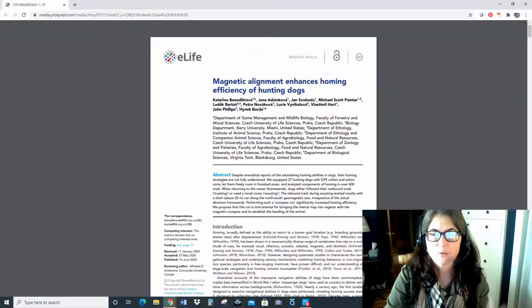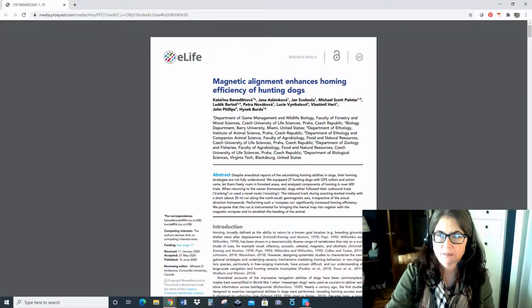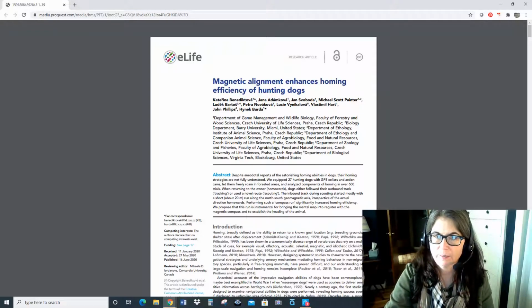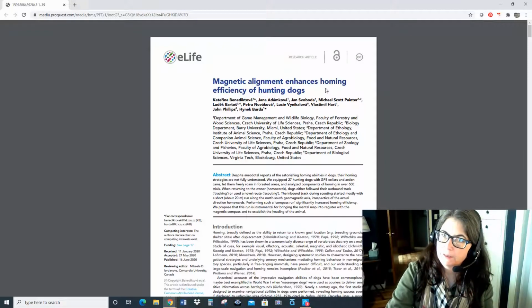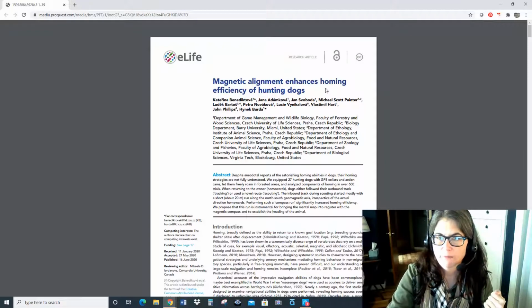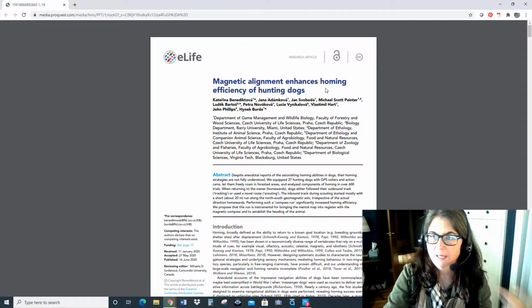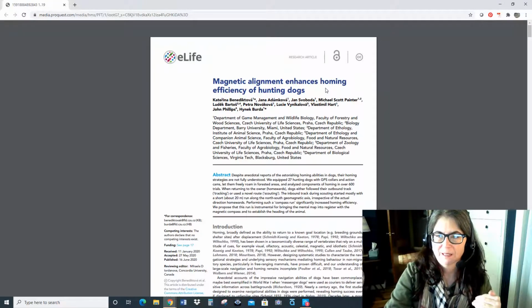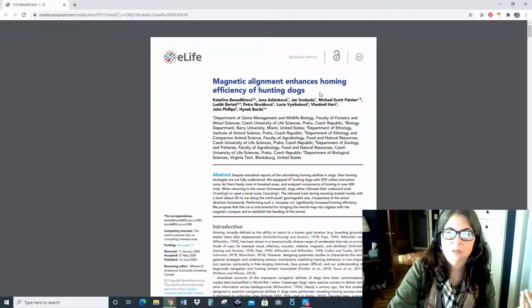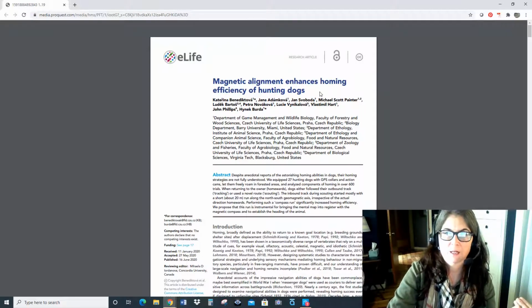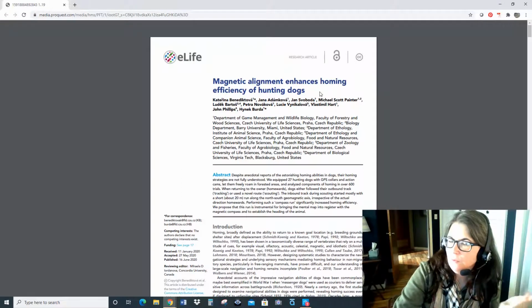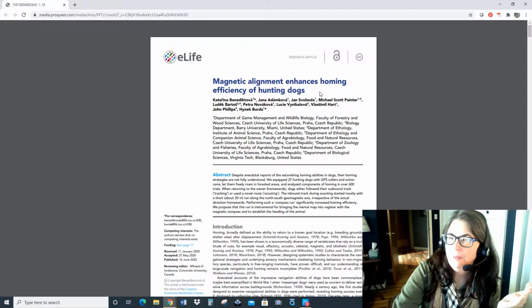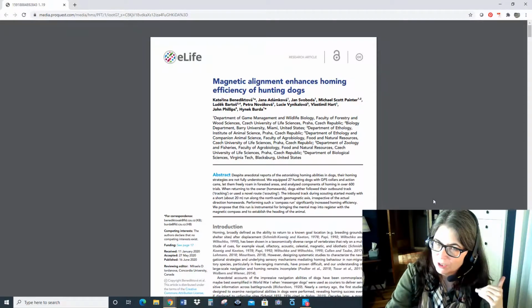Now remember, there's three things that we are looking for first in order to understand this article a little bit better: the title, the abstract, and the section headings. So the first thing to look at is the title, Magnetic Alignment Enhances Homing Efficiency of Dogs. So this is telling me what this research is about. Basically, it's telling me that they found that homing efficiency of hunting dogs is enhanced by magnetic alignment. I don't fully understand what that means yet, but I'm going to read the abstract in order to learn more.